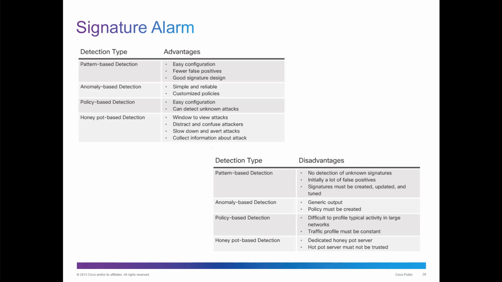Disadvantages are no detection of unknown signatures for pattern, so that's kind of bad. Anomaly-based is a generic output, and you must create policies. Policy-based is difficult for profiling technical activities in large networks. It's hard to grow. And honeypot needs dedicated honeypot servers, which adds costs.